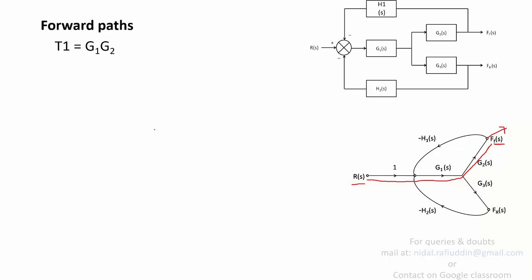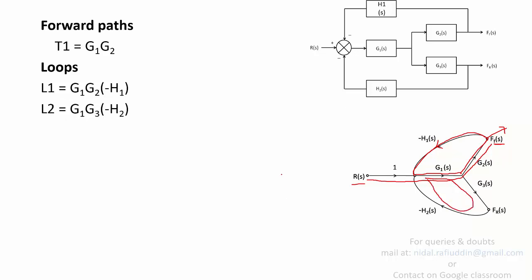Now we move towards finding the loops. Loops in this case are given by, if you observe, you start from this point, move towards this node, then this node, and always move in the direction of branch arrows. So you come to this point. This is loop 1. Let's write its transmittance. It is given by G1, G2 minus H1. And for the second loop, you have another loop in this manner. The loop gain corresponds to G1, G3 minus H2.